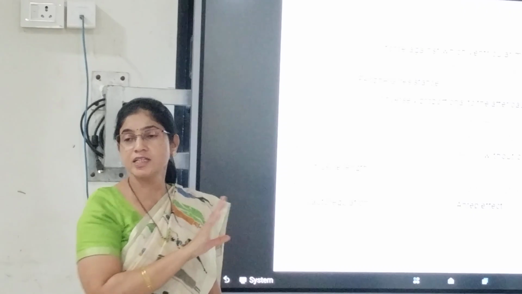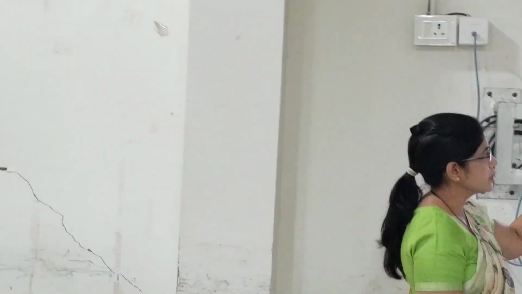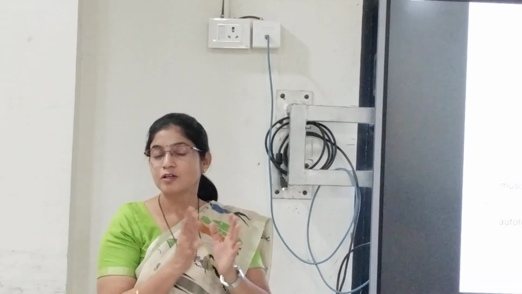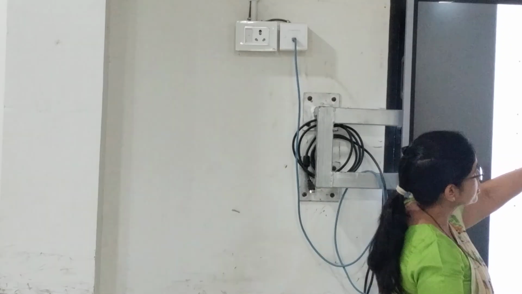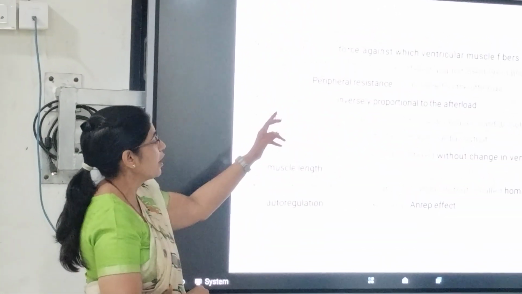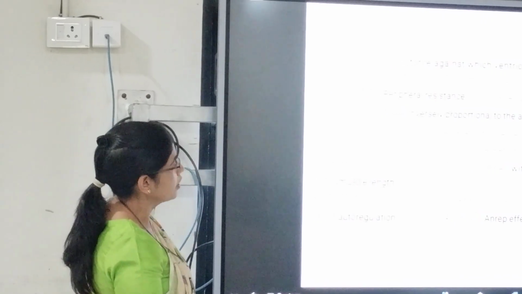So these are all the preload related factors. Okay, how much blood comes into the heart, that will depend on your stroke volume and cardiac output. Now the afterload. Afterload is mainly the force against which the ventricular muscle fibers shorten, or the ventricular muscles contract. So it is the resistance offered against the ejection of the blood from the ventricle, and it is called peripheral resistance.